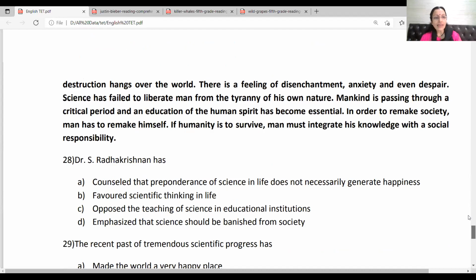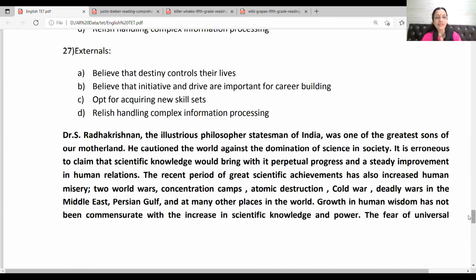Dr. Sarvapalli Radhakrishnan. Now, this is about somebody, so we have to be very careful because it has to be very, very clear. Dr. Sarvapalli Radhakrishnan, the illustrious philosopher, statesman of India, was one of the greatest sons of our motherland. He cautioned the world against the domination of science in society. This is a biography, okay? It is erroneous to claim that scientific knowledge would bring with it perpetual progress.